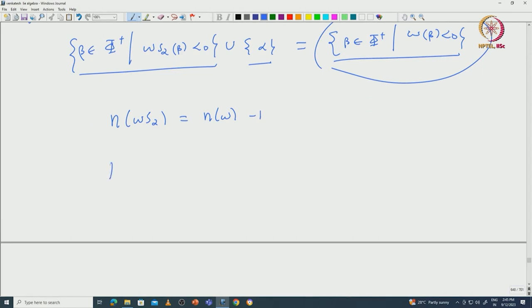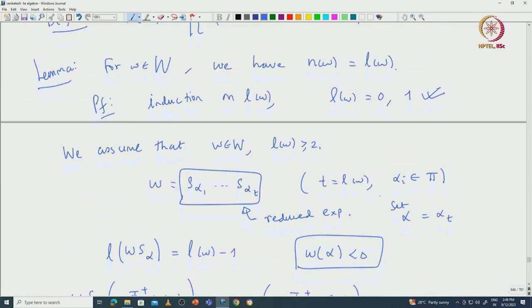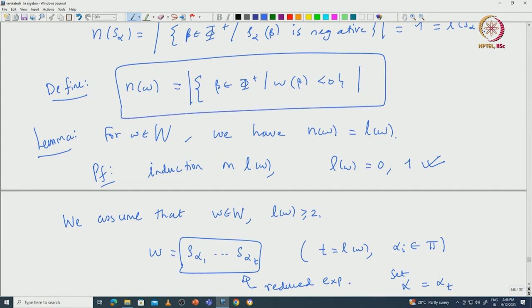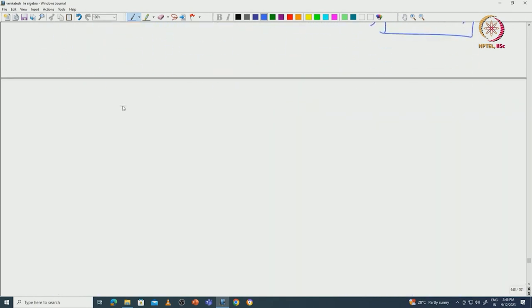Now, by induction we can assume that the length of W S alpha is the same as N of W S alpha. So, that forces N of W minus 1 to be the same as length of W minus 1. Then that forces N of W to be the same as length of W. So, this proves the different characterization of length in terms of N of W. This is a somewhat more practical thing to check. Length of W is a somewhat abstractly defined function, but N of W is a very concrete function. N of W just counts all the positive roots that are sent to negative roots. For example, if you have some expression like S alpha, S beta, S alpha, or S alpha, S beta, S gamma, it is easy to count the length using this characterization of N of W. This characterization is very, very useful. It actually helps us to understand length in a better way.